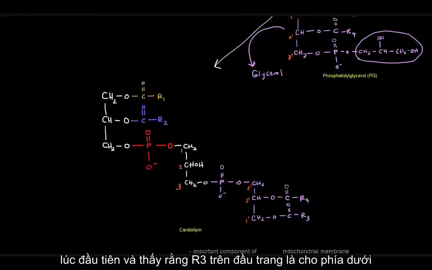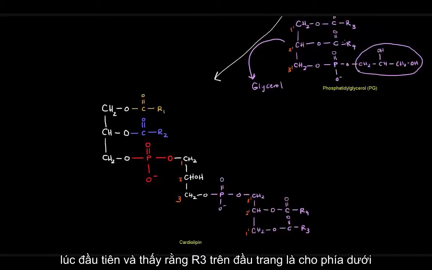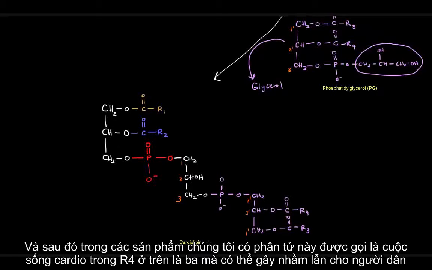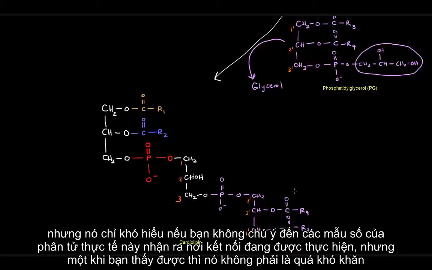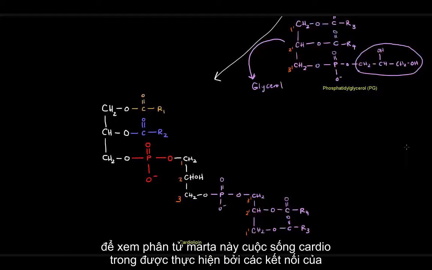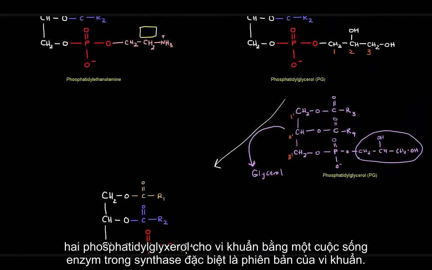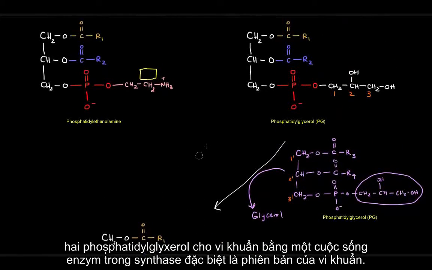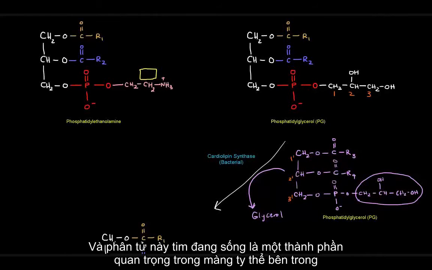That should make sense because it might be confusing just looking at this at first and seeing that the R3 is on top, R4 is on the bottom, and then in the product, where we get this molecule called cardiolipin, R4 is above R3. That might be confusing to people, but it's only confusing if you don't pay attention to the numbering pattern of this molecule and realize where the connection is being made. But once you see that, it shouldn't be too difficult. Now this molecule, cardiolipin, is made by the connecting of these two phosphatidylglycerols, at least in bacteria, by an enzyme, cardiolipin synthase, specifically the bacterial version.